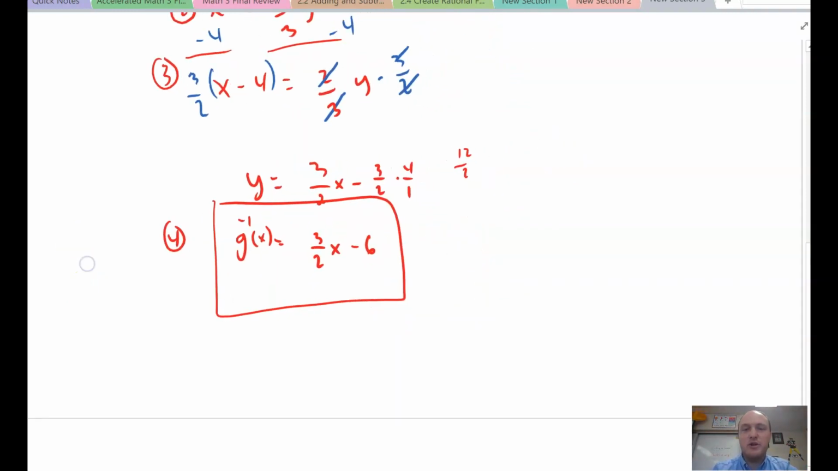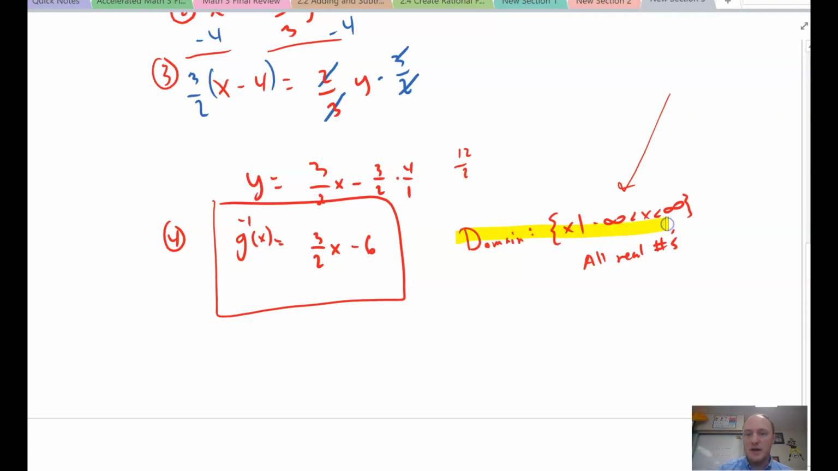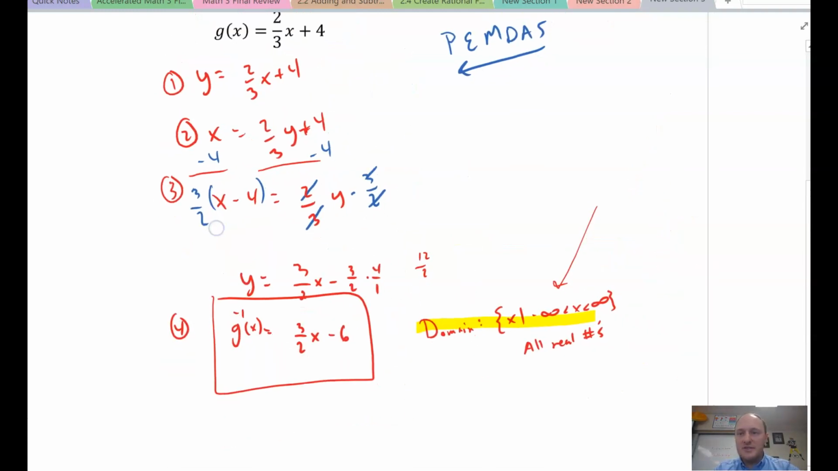Again, the last part, we need to state the domain. So the domain of our inverse is going to be the x values such that negative infinity is less than x, which is less than positive infinity. Another way of saying this is all real numbers. The problem wants it in set notation, so yes, you have to do it this way, but it's the same thing as all real numbers. All right, so those are the 2 examples.